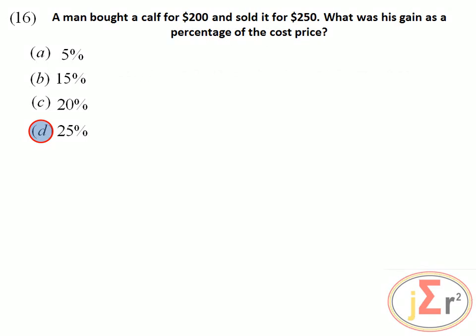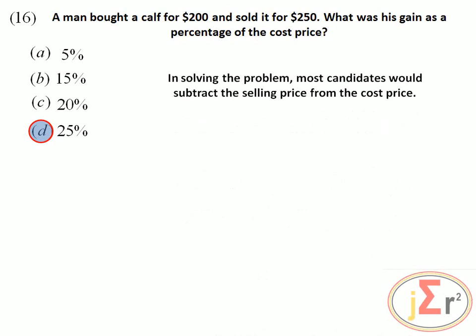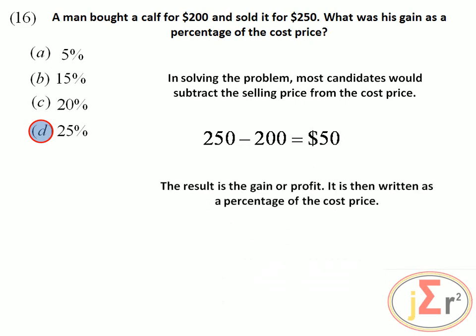Here we have the very same problem, and we are about to take another approach in solving it. In solving the problem, most candidates would subtract the cost price from the selling price. There we have the selling price of $250. From that we are subtracting the cost price of $200, and the result is $50. The result is the gain or profit. It is then written as a percentage of the cost price.